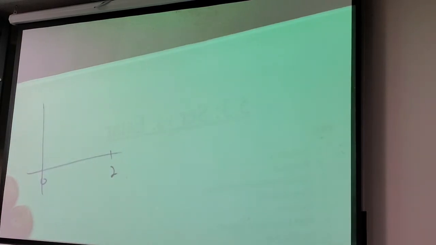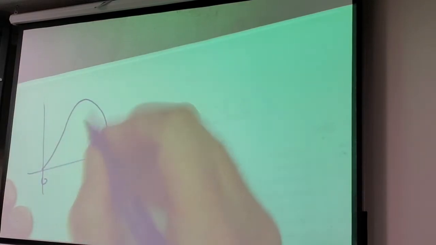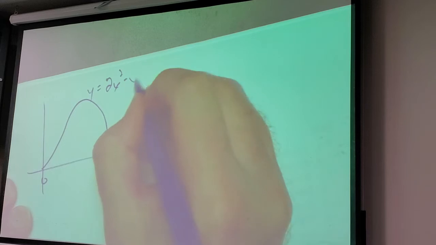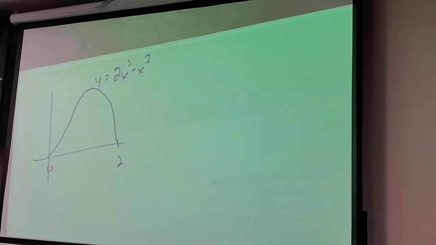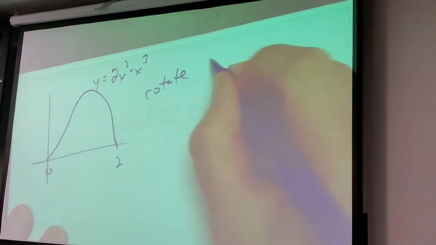Now, so we have some motivation as to why we want a different method. In fact, let's make it more specific. I think they have an example I can do real quick. What if I had to do, let me just draw this real quick. 0 to 2. And y equals 2x squared minus x cubed. And I'm going to rotate it around the y-axis.